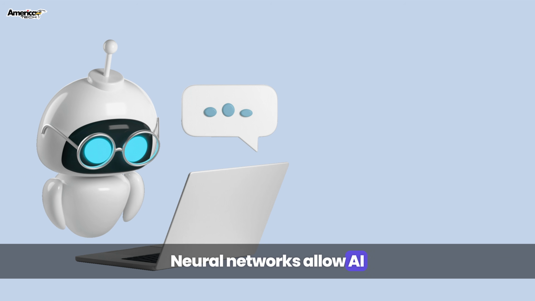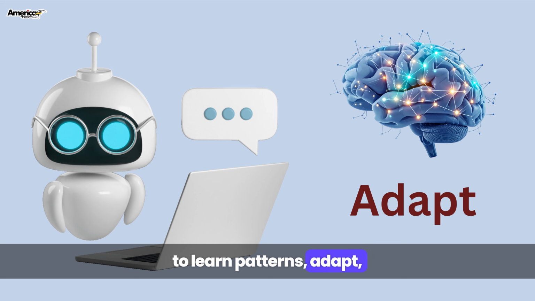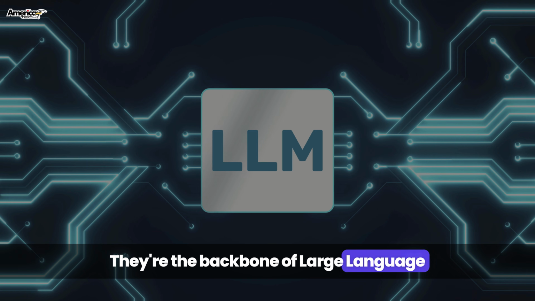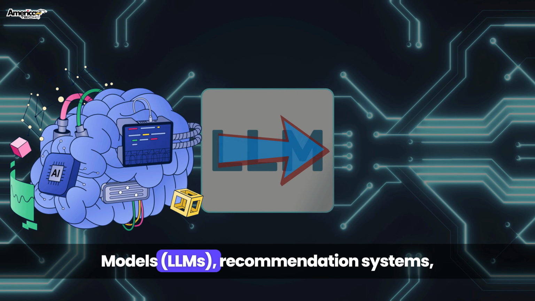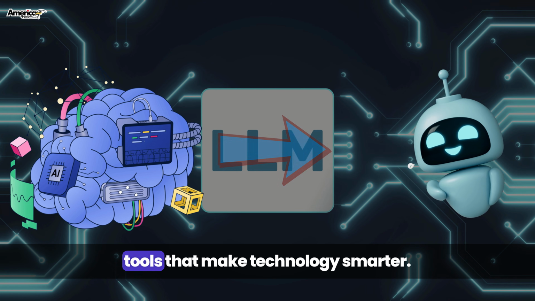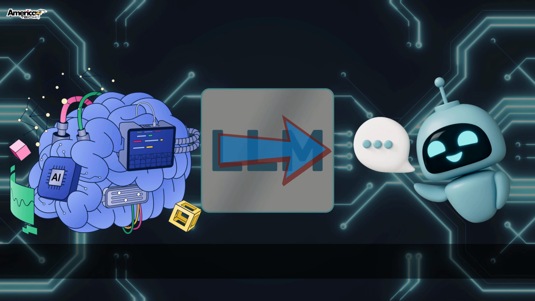Neural networks allow AI to learn patterns, adapt, and make predictions. They're the backbone of large language models, LLMs, recommendation systems, self-driving cars, and many AI tools that make technology smarter.